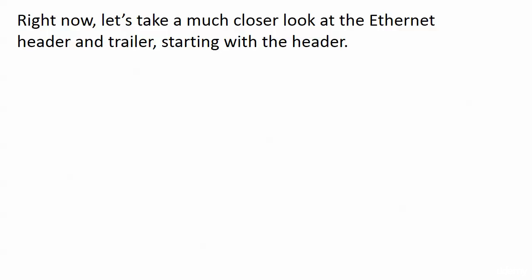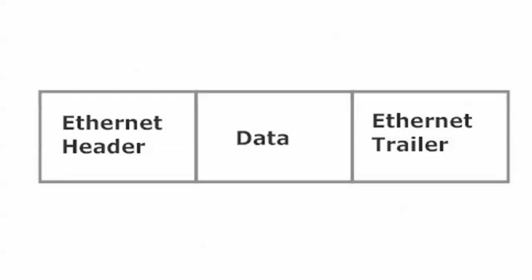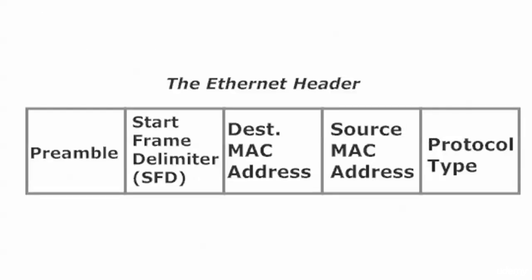Earlier in this section, we took what I would call a high-level view of the Ethernet header and trailer, and by that I mean we recognized where they were. The Ethernet header is ahead of the data, the trailer is trailing the data, but we need to know a little more detail than that. Let's start with a detailed look at the Ethernet header, leading off with the somewhat formally named preamble, followed by the somewhat complicated sounding start frame delimiter. But it is not complicated at all. You'll see what it's about in just a moment.